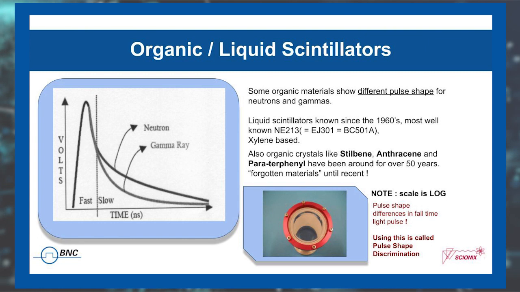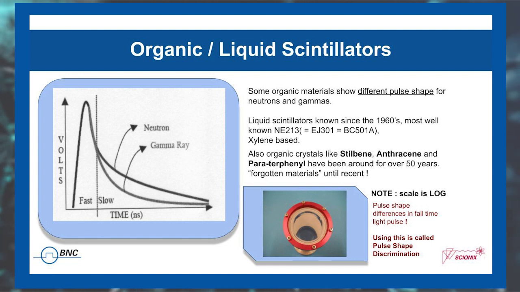Another material that is a very efficient neutron detector are organic liquid scintillators. A specific property of liquids is that the pulse shape is different for neutrons and for gammas, which means that if we can monitor the pulse shape that exists when one neutron or a gamma is absorbed in a scintillator, we can say, yes, this is a neutron or it's a gamma.